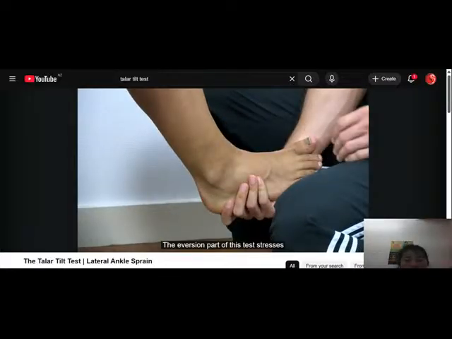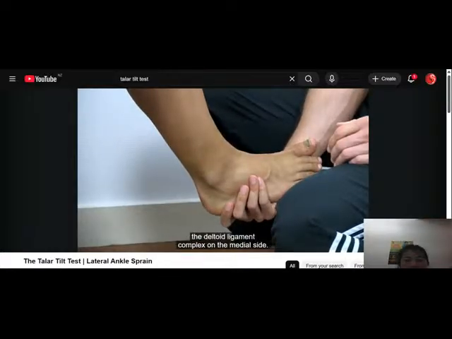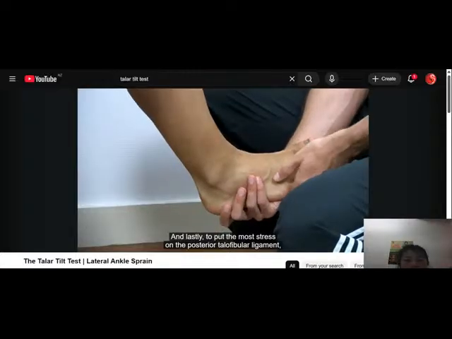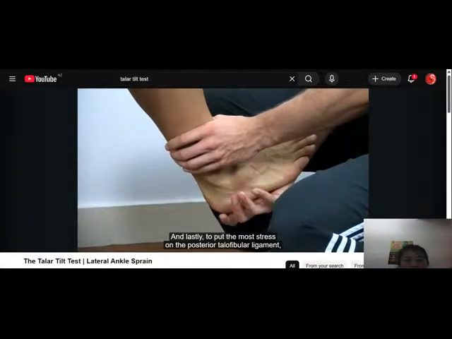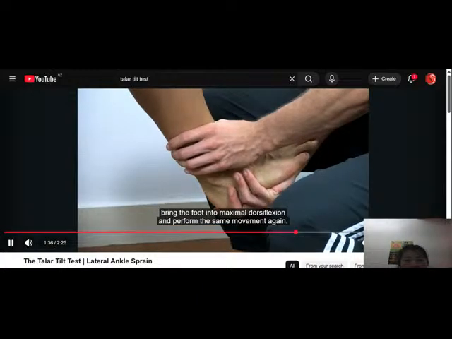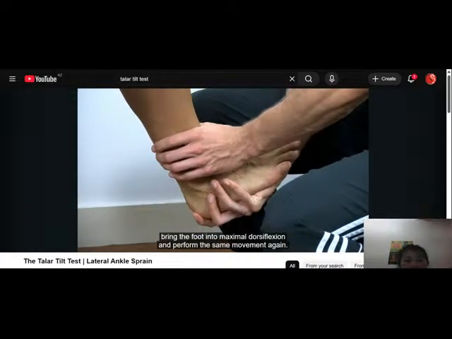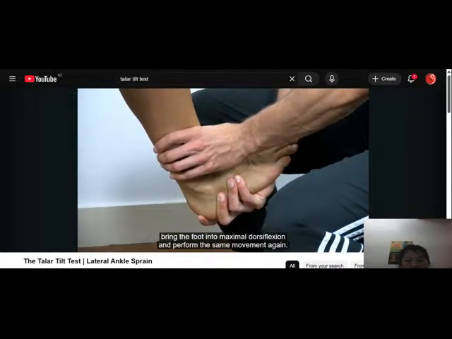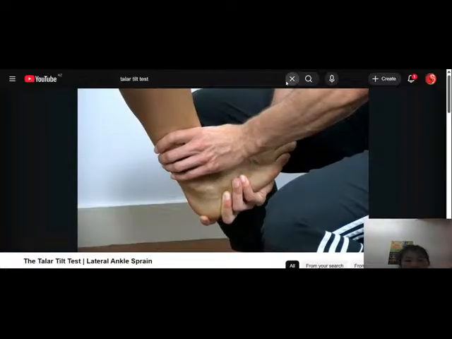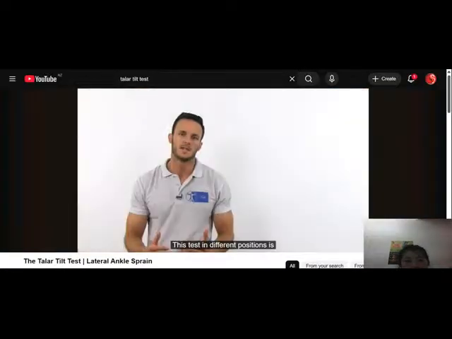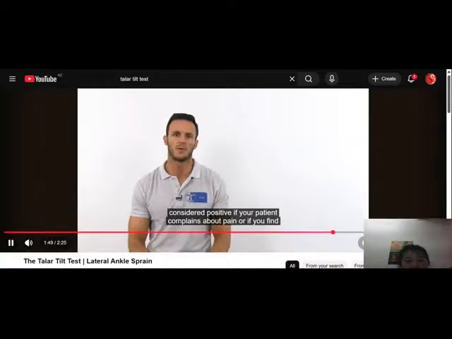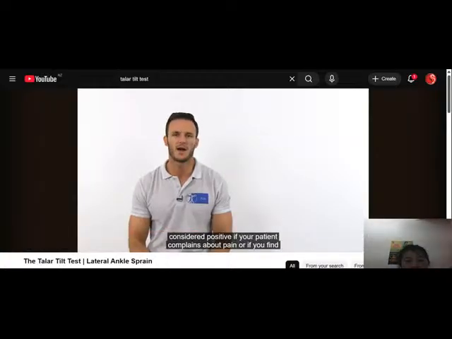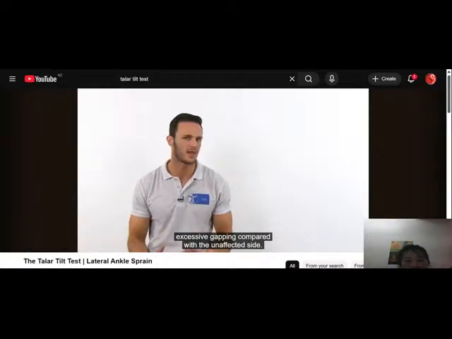The eversion part of this test stresses the deltoid ligament complex on the medial side. And lastly, to put the most stress on the posterior talofibular ligament, bring the foot into maximal dorsiflexion and perform the same movement again. This test in different positions is considered positive if your patient complains about pain or if you find excessive gapping compared with the unaffected side.